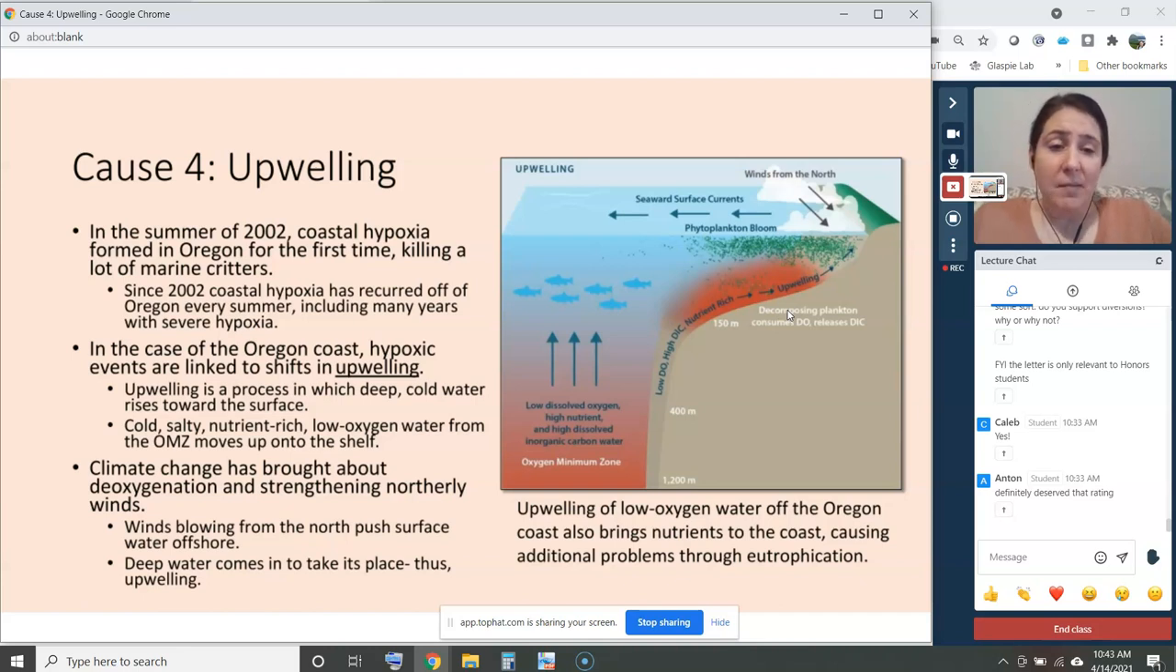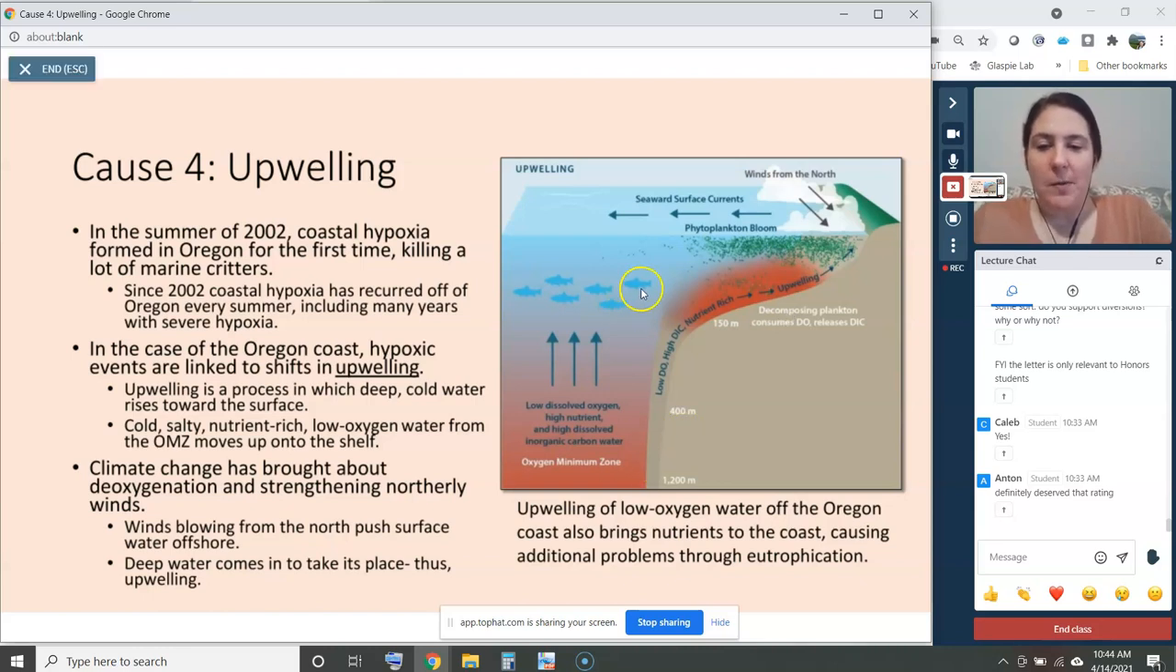In this case, there isn't a whole lot of fertilizer that makes its way into the water in coastal Oregon. Nobody lives in Oregon. Okay, a couple people did. A couple people live in Oregon, but it's relatively wild. There really aren't that many people there. So in this case, hypoxic events are linked to shifts in upwelling.